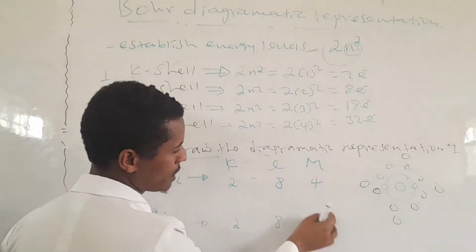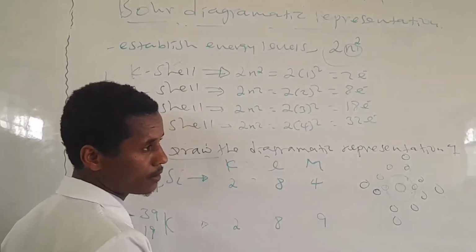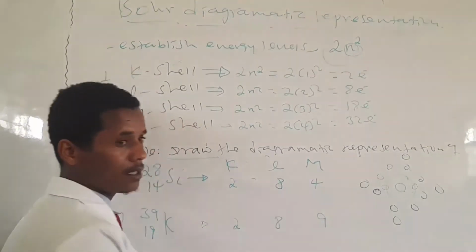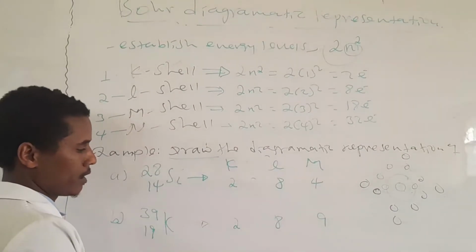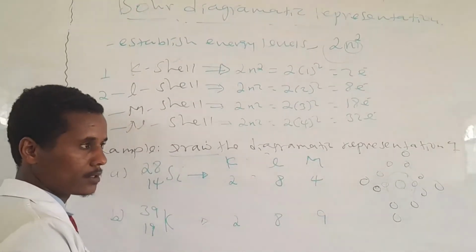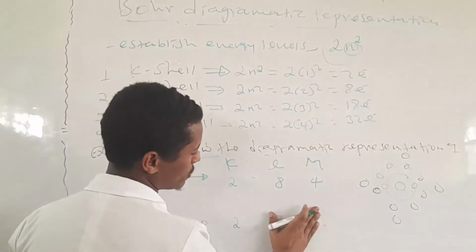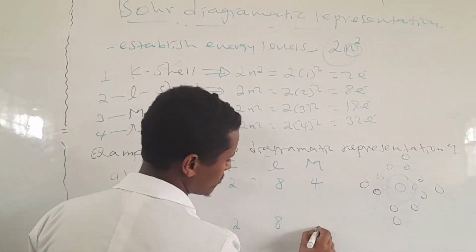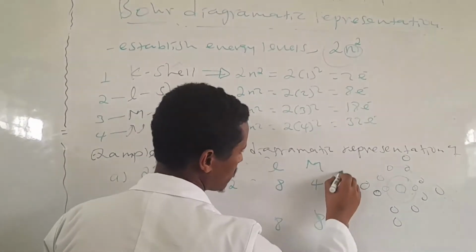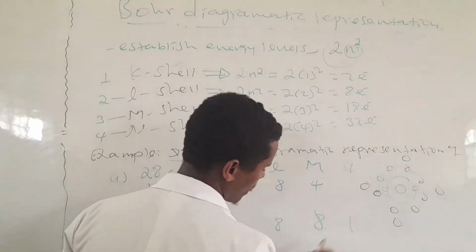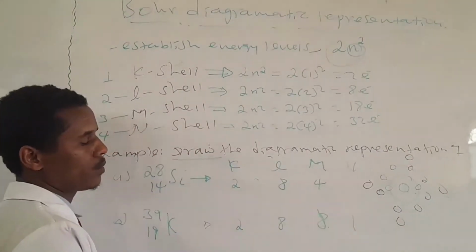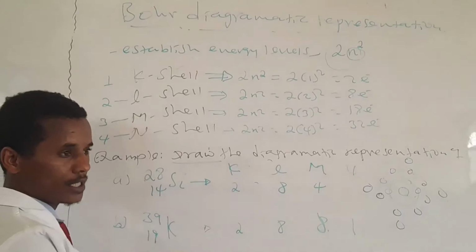The valence electron is equal to the group number. But in the periodic table, the groups are represented by Roman numerals 1 up to 8. This representation is not correct. So you can write this as 8, then add shell 1: 2, 8, 8, 1 is the correct configuration for potassium.